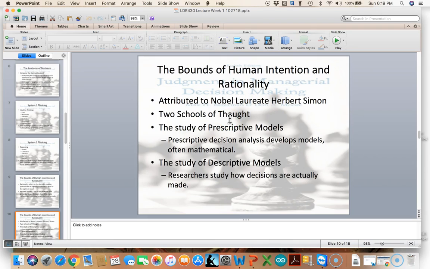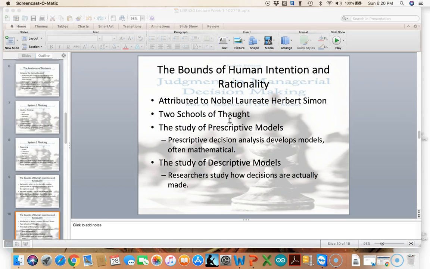Now, the study that we're talking about is attributed to Nobel laureate Herbert Simon, and he had two schools of thought. He had the study of prescriptive models and the study of descriptive models. Prescriptive decision analysis develops models which are often mathematical or statistical.